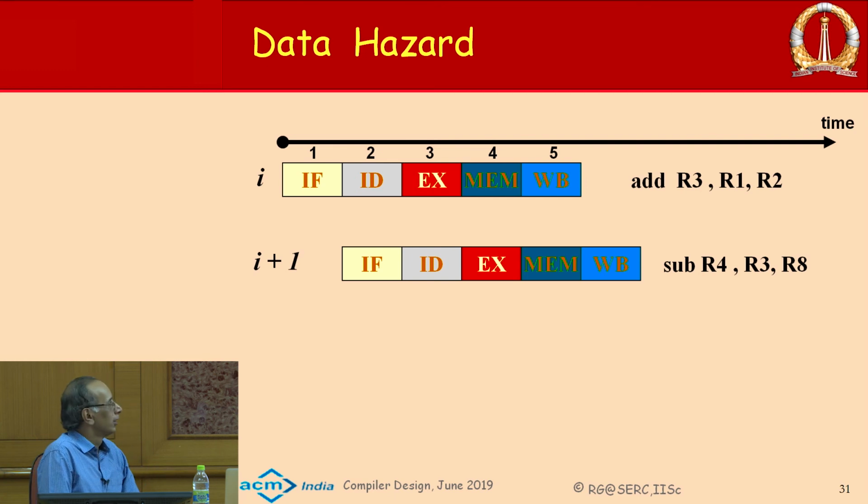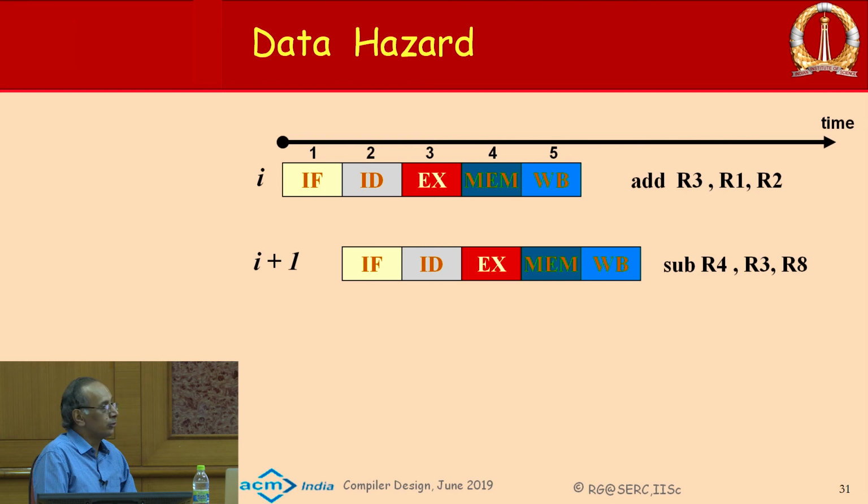Interesting. This instruction produces a value which is going to be consumed by this instruction, and these are executing in a pipelined fashion. If they are not executing in a pipelined fashion, there is no problem, because at the end of this I allow this instruction to go, the value will be available in R3 and I can take that, no problem.